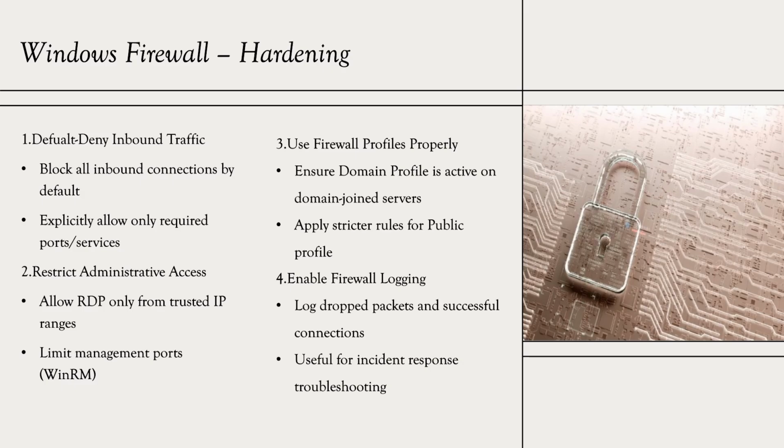Windows Firewall hardening. Firewall hardening begins with a default deny inbound approach, meaning all inbound traffic is blocked unless explicitly allowed. Administrative access, such as remote desktop, should be restricted to trusted IP addresses. Firewall profiles must be configured correctly, especially for domain-joined servers. Firewall rules are one of the first layers of defense against network-based attacks, so careful configuration and logging are essential for both security and troubleshooting.